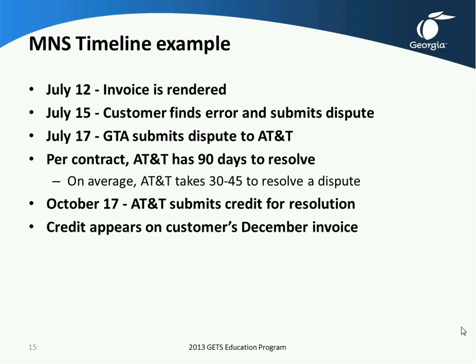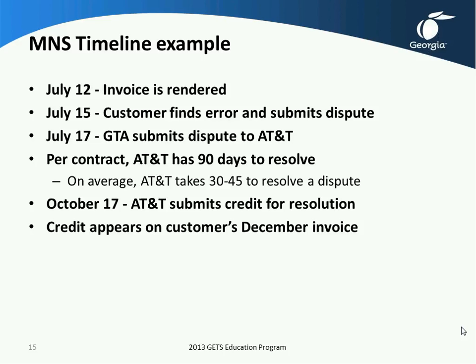All right, similarly with M&S, timeline example, July 12th, the invoice is rendered. July 15th, customer finds the error and submits the dispute. 17th, GT submits the dispute to AT&T. Again, AT&T has up to 90 calendar days to resolve it. On average, by the way, it's only taken them about 30 to 45 days. Certainly over the last 90 days, it's only been taking them about 30 to 45 days to resolve the dispute.